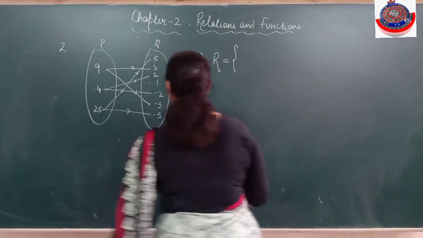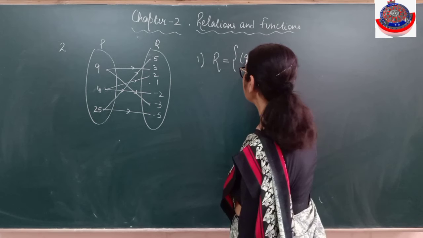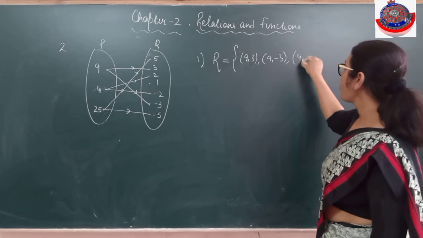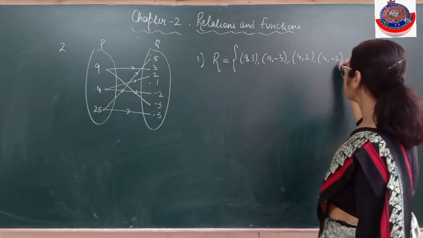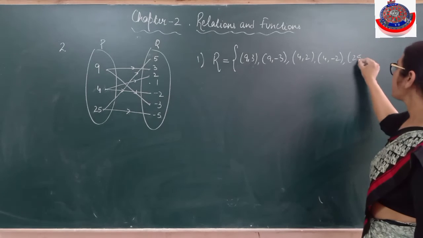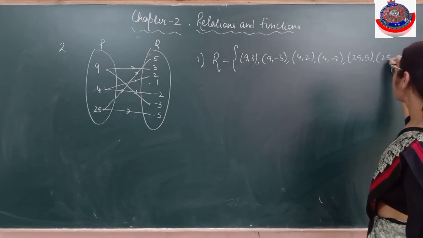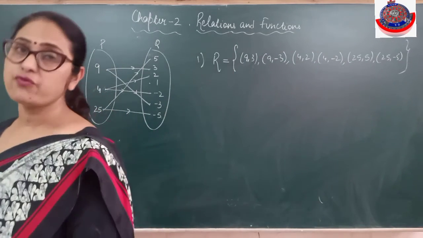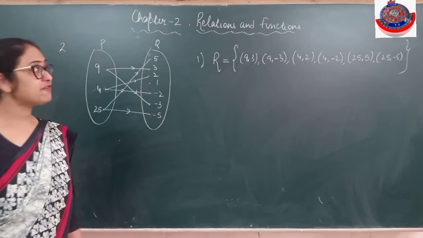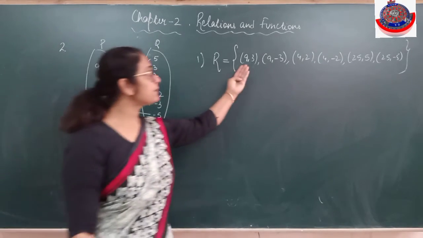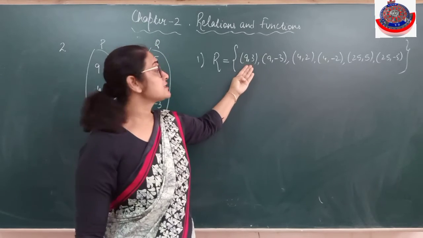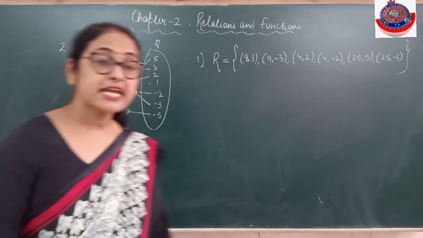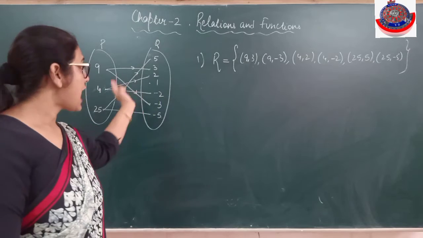So what are the elements of it? R is 9, 3; 9, minus 3; 4, 2; 4, minus 2; 25, 5; 25, minus 5. Is it clear? So this is the relation in roster form. That means every element of the relation is expressed. This is an element of R, and an element here is an order pair. All the elements are written separated by commas. This is called roster form. Okay? That means we expressed the relation in roster form and in arrow diagram.